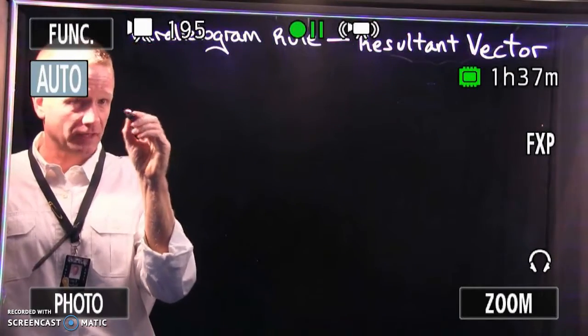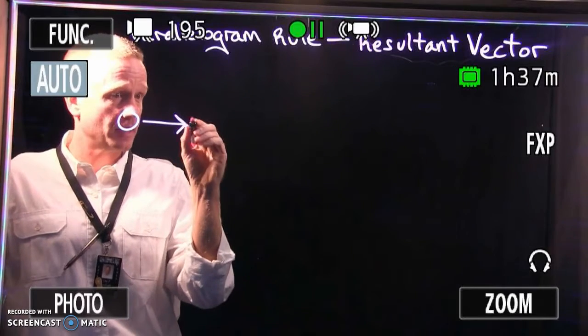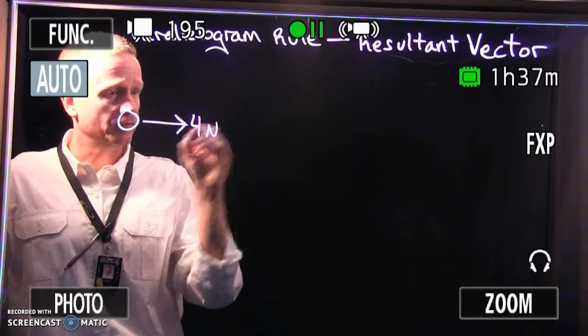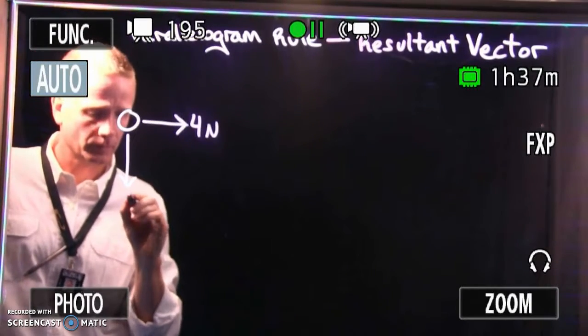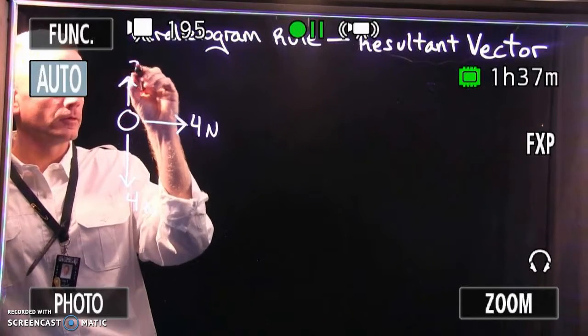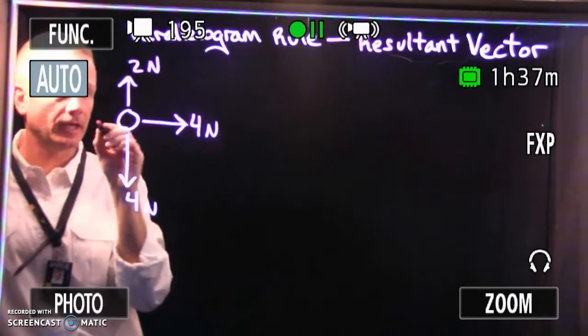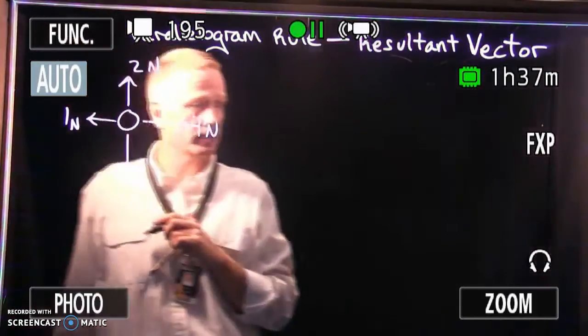Say we have some object and there's several force vectors acting on it. 4 newtons to the right, 4 newtons down, 2 newtons up, and 1 newton to the right.